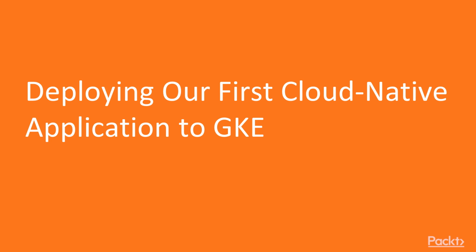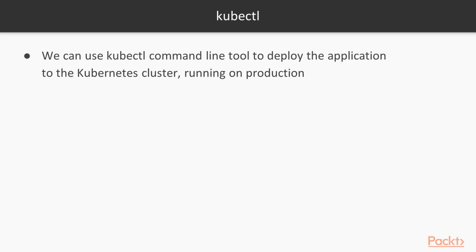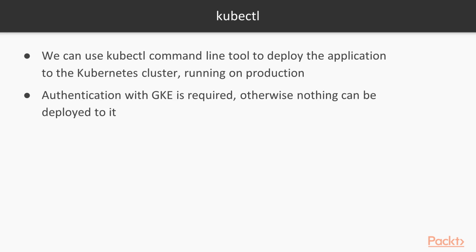In this video, you will learn how to deploy the cloud-native application to our Kubernetes cluster running in Google Kubernetes Engine. Now that we know how to use the kubectl command line tool, we can use it straight away to deploy the application to our Kubernetes cluster running on production. Before we do that, though, we first need to authenticate with GKE. Otherwise, we would not be able to deploy anything to it.